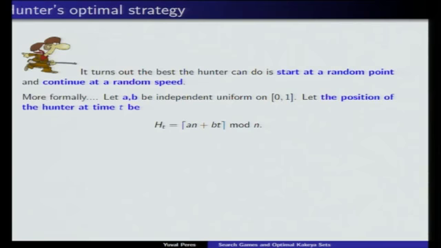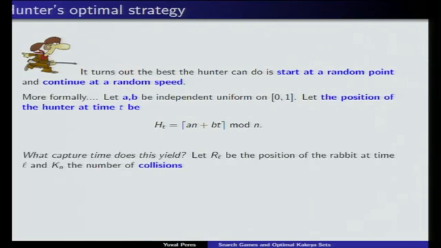So it's very tempting to say, I want to catch this rabbit as fast as possible. Let me move as fast as possible. But it takes some willpower to move slower. So what capture time does this yield? So the best way to calculate this is with the second moment method, or one easy way.